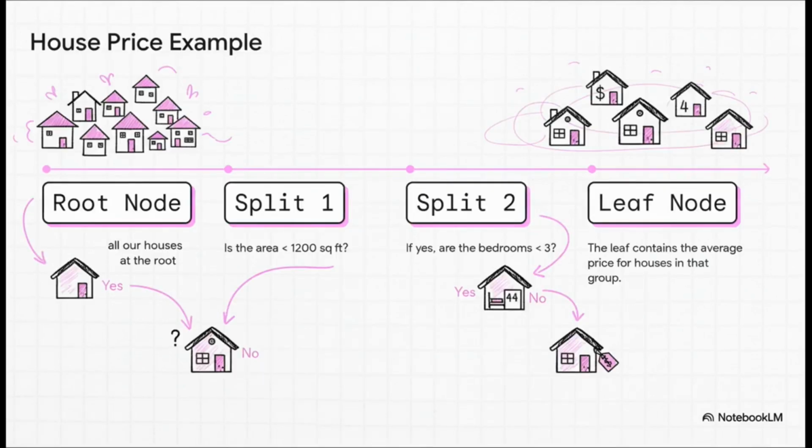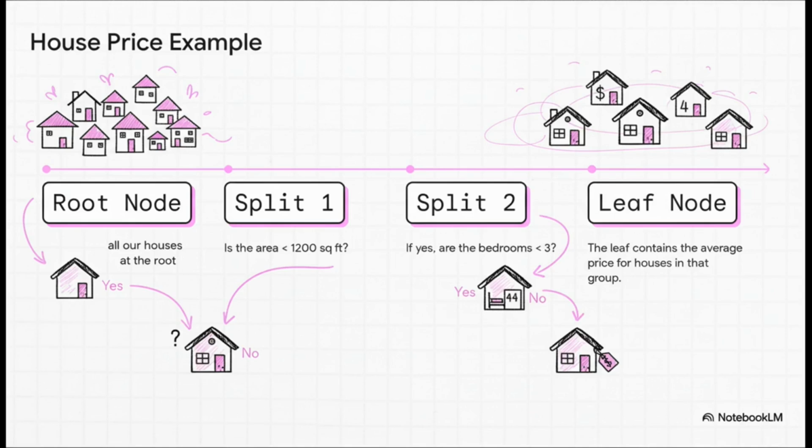Let's make this real. Imagine we're predicting house prices. We start with every single house at the root. The tree might find that the best first question to ask is: is the house smaller than 1,200 square feet? If the answer is yes, we go left. If it's no, we go right. For the smaller houses, maybe the next best question is, does it have less than 3 bedrooms? After a few of these questions, we end up in a leaf node, a little bucket of very similar houses. The tree's prediction? It's just the average price of all the houses in that bucket.